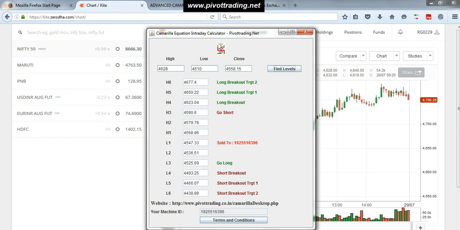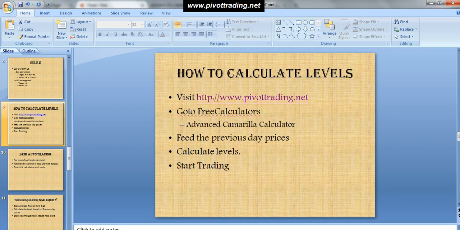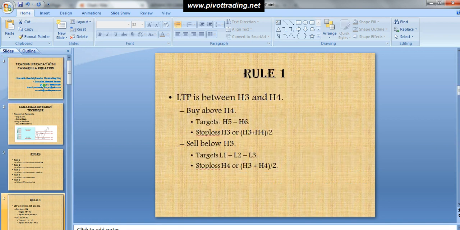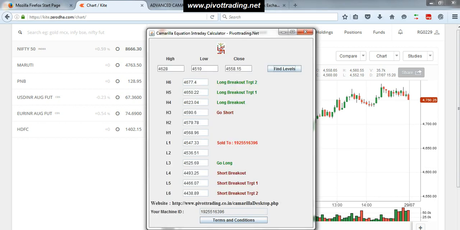Now as per rule 1, H3 and H4, if I take you to my presentation here, the rules which I mentioned here. So this is my rule 1. What it says is, if the price is between H3 and H4, I have to buy above H4 and sell below H3. Okay, so let's see what happened. So here I have to buy above H4, that is 4623, and I have to sell below 4590.